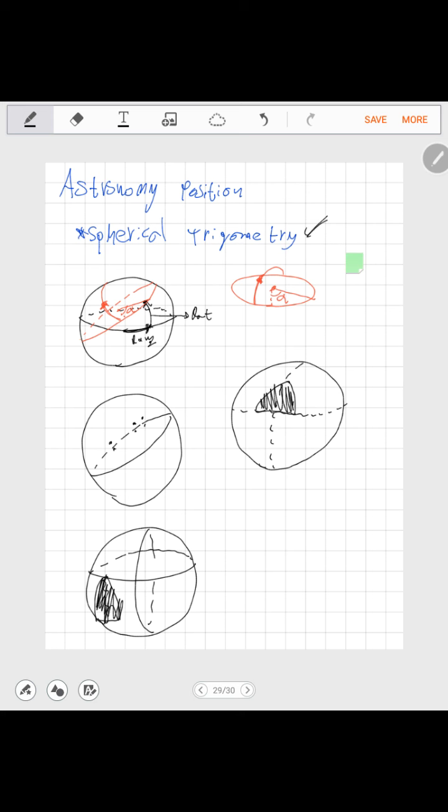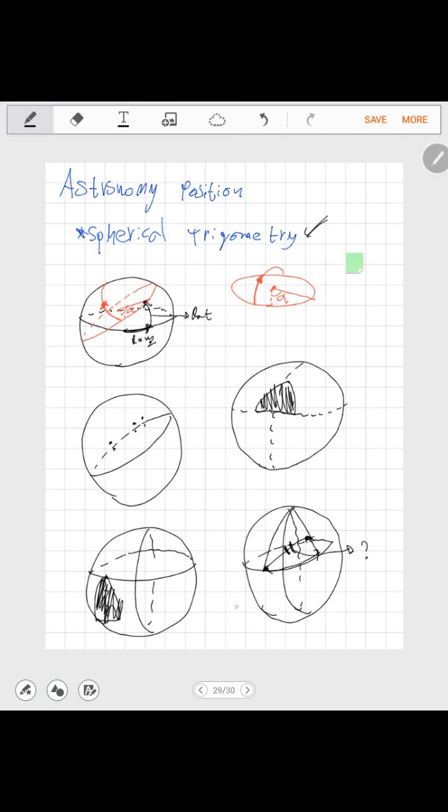Another thing is that we can calculate the distance between two places on our sphere. Imagine that we have here our sphere. We can calculate the distance between these two places if we know the coordinates, that is to say, the longitude and the latitude for this point, and the longitude and latitude for this point. So we have a triangle like this between these points, and we can calculate this distance. That's another application.